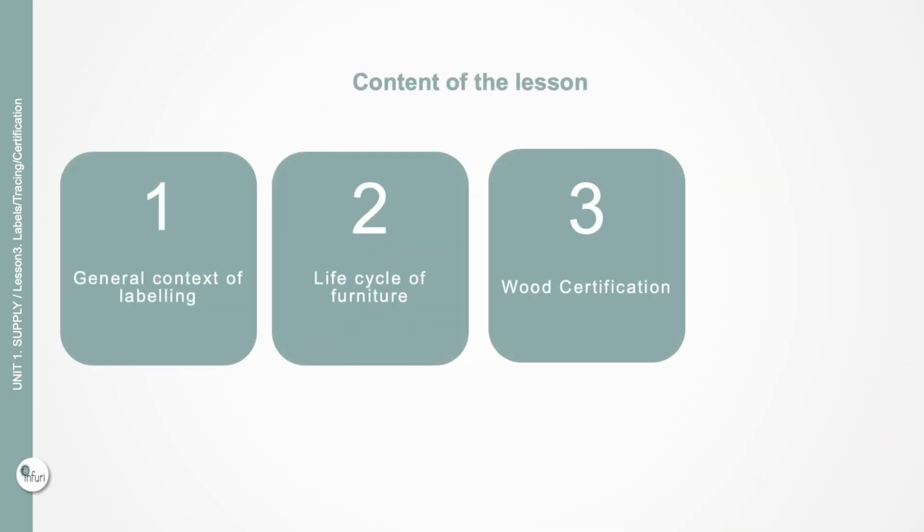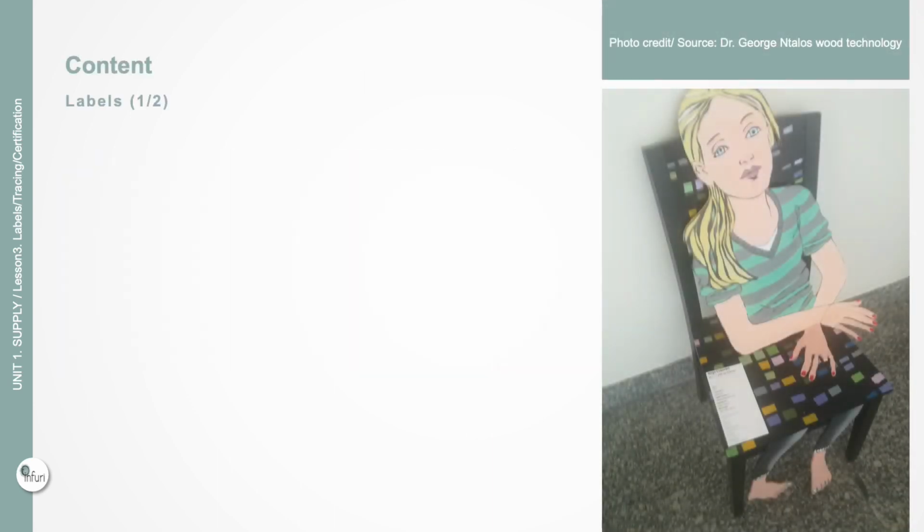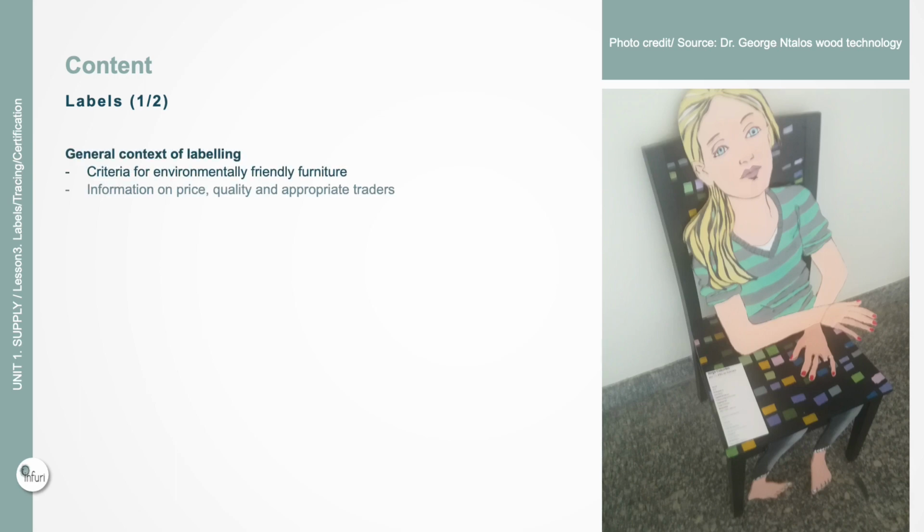The lesson content introduces topics regarding the general context of labeling, the life cycle of furniture, wood certification, and the standards for furniture. The general context of labeling includes the criteria for environmentally friendly furniture, the relevant information on price, quality and appropriate traders, and the health and ecological arguments.